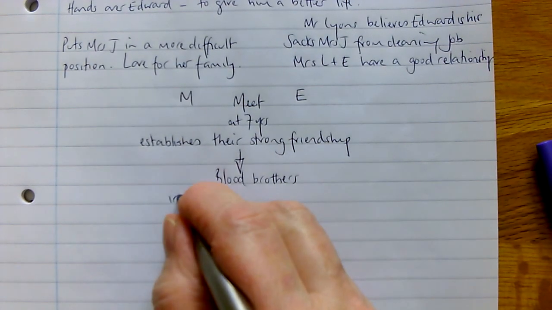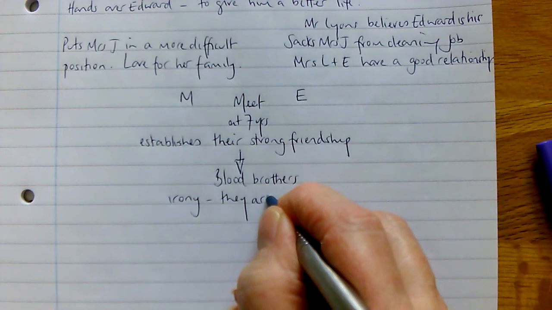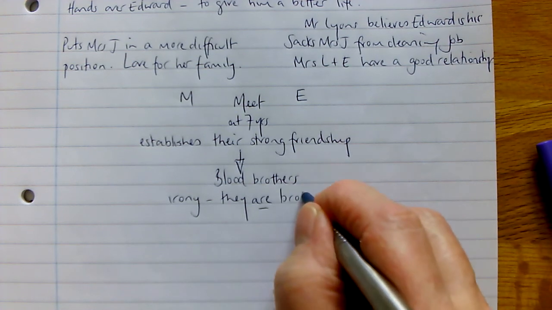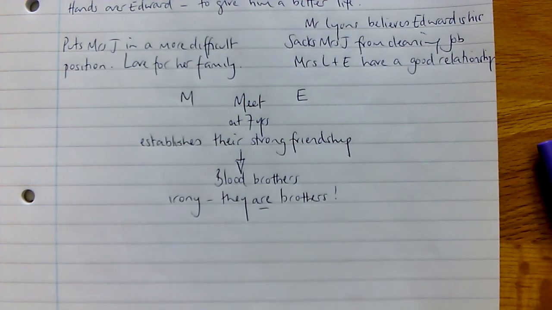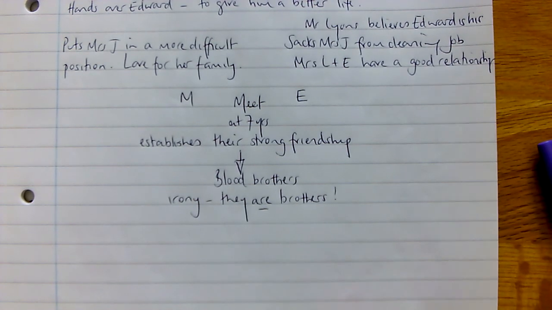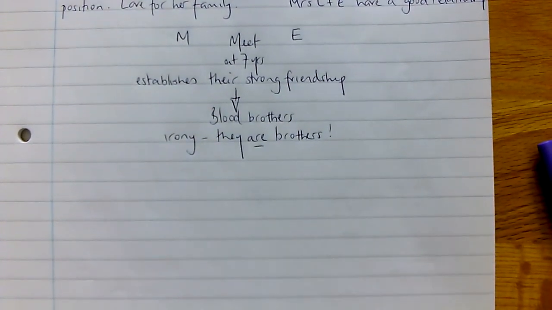Of course, this is ironic. They are brothers. Of course, by becoming blood brothers, they're basically saying to each other that you are very important to me. You are as important to me as I am to myself. Okay, so they become these childhood playmates and friends.